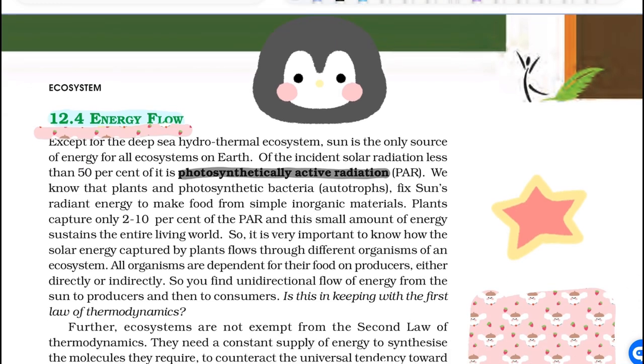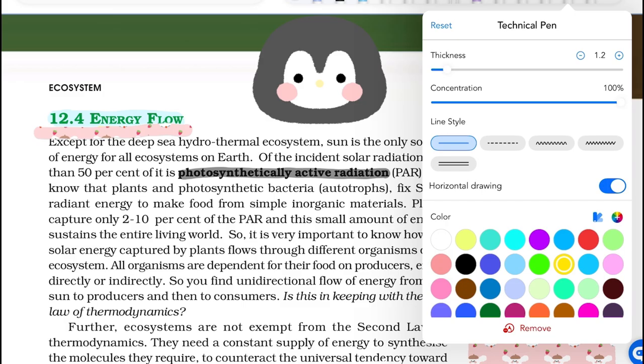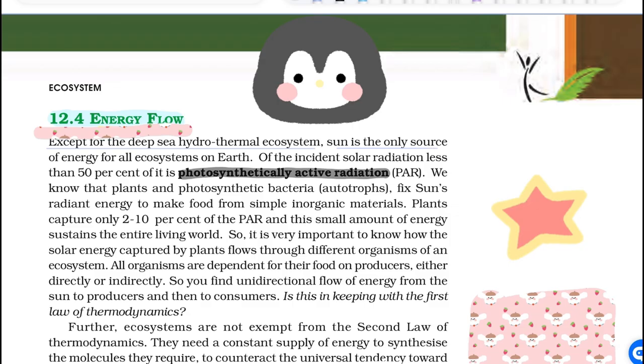Next is energy flow. Except for the deep sea hydrothermal ecosystem, sun is the only source of energy for all the ecosystems on earth. Of the incident solar radiation, less than 50% of it is photosynthetically active radiation, PAR for short. We know that the plants and photosynthetic bacteria, autotrophs, fix sun's radiant energy to make food from simple inorganic materials. Plants capture only 2 to 10% of the PAR, and this small amount of energy sustains the entire living world.